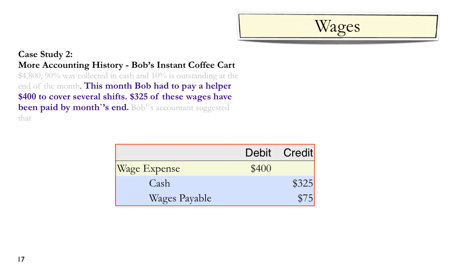In month 2, Bob pays $400 in wage expense. Well, actually, I should say not that he pays $400, but that he accrued $400 of wages. It turned out that $325 were paid in cash, and $75 were still owed to employees at the end of the month.